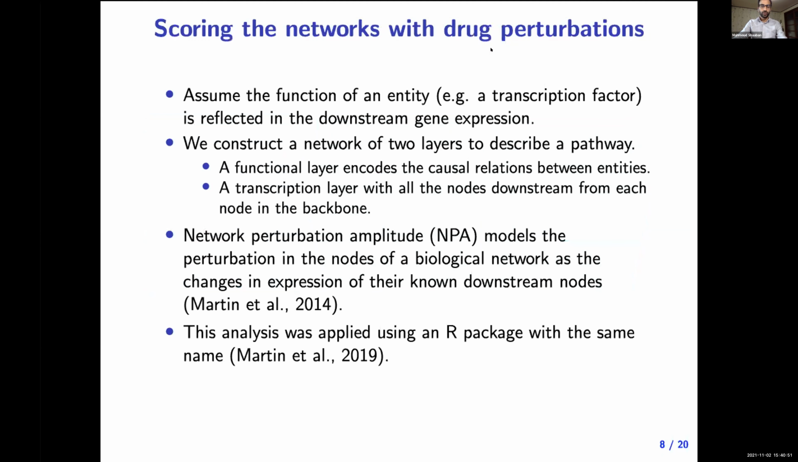So the scoring of these networks, the second step of the workflow that I just showed, assumes that the function of an entity, such as a transcription factor, is reflected in the downstream gene expression, or the gene expression of the downstream nodes. So we start by constructing a network of two layers that describe a particular pathway, such as cell cycle or apoptosis. And those two layers are a functional layer that encodes the causal relationships between the entities, in this case gene products or genes or proteins, and a transcription layer of all the nodes downstream from this functional layer.